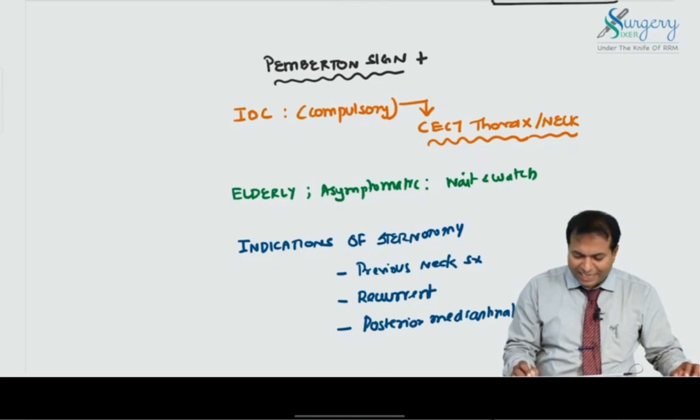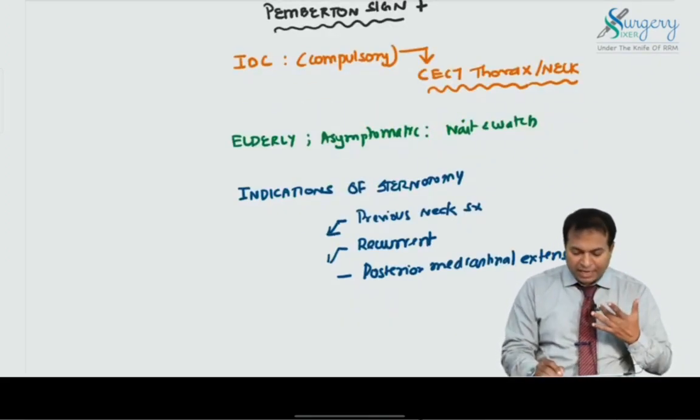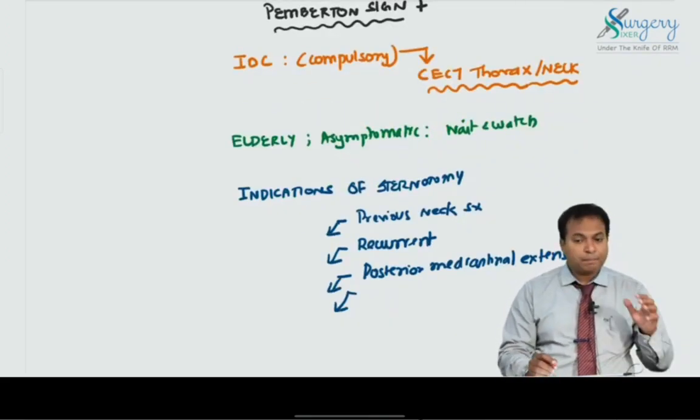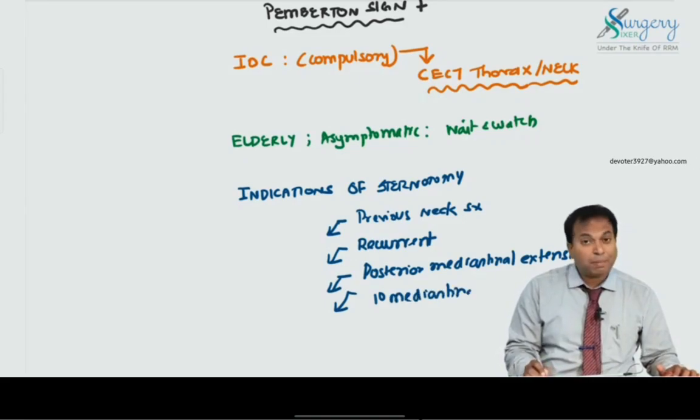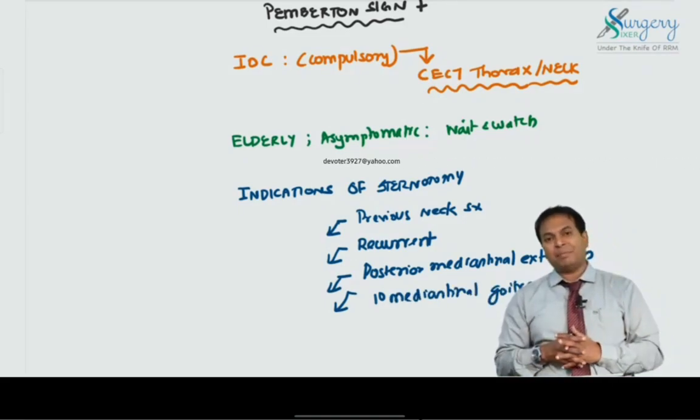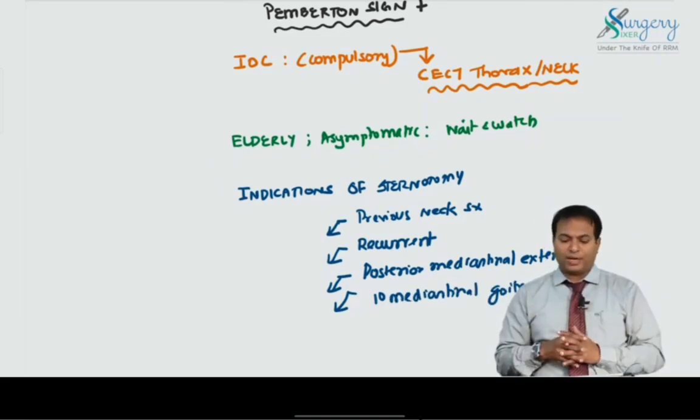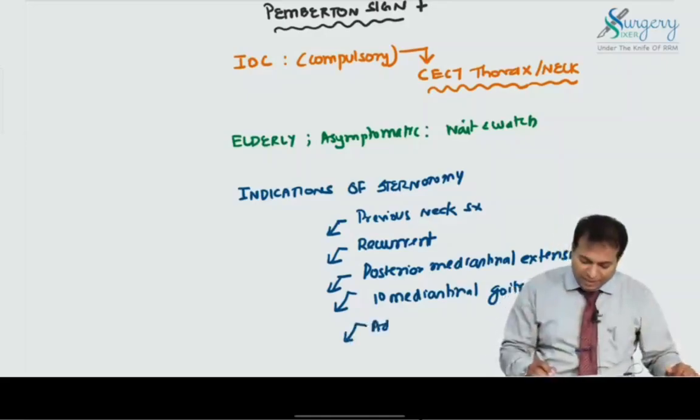So please remember what all the indications for surgery are: previous neck surgery, recurrent retrosternal goiter, posterior mediastinal extension, and presence of primary mediastinal goiter. Which means what? Blood supply is from the mediastinal vessels. These are important things you should not forget. Or there is dense adhesion in the mediastinum, adhesions present in the mediastinum.